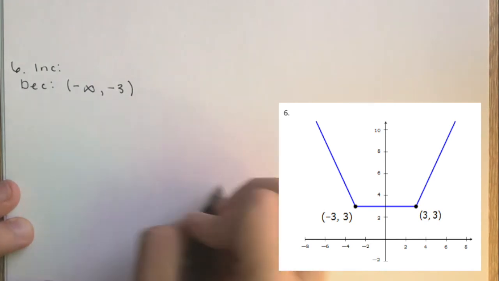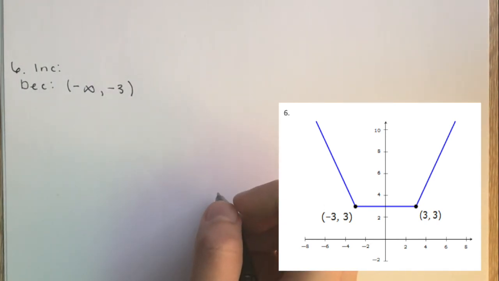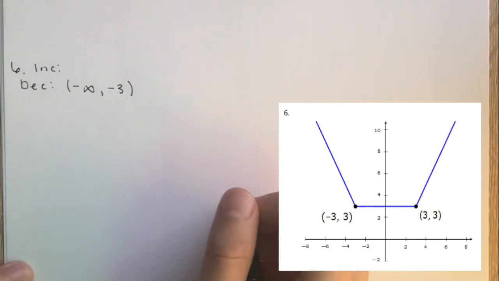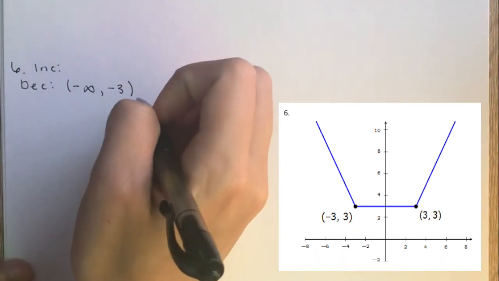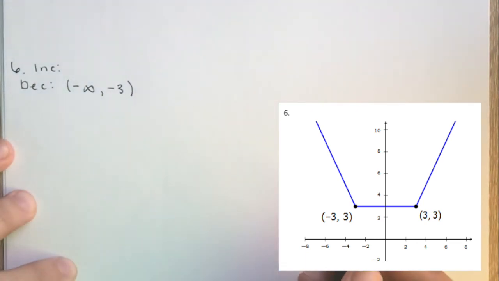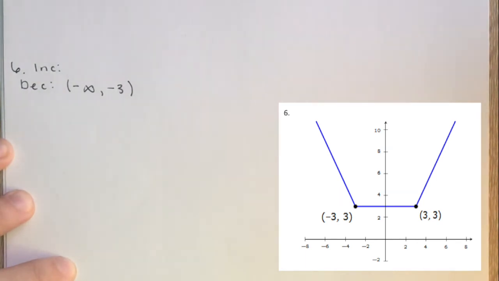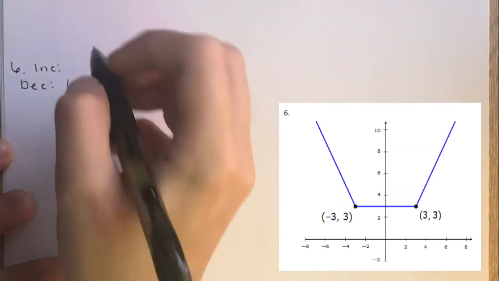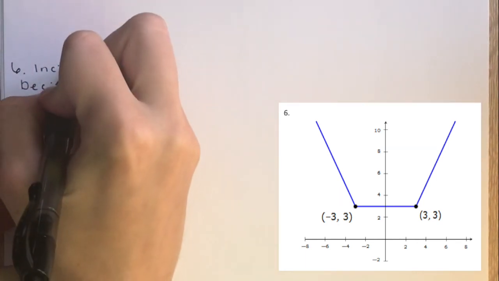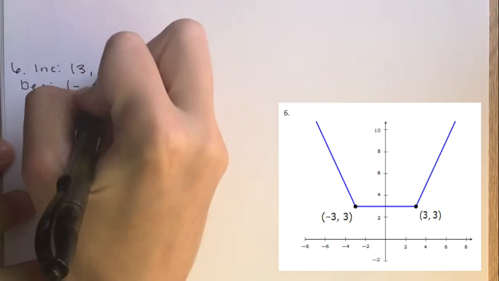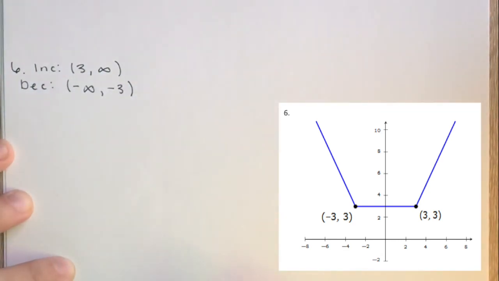Again, this horizontal line, are we increasing? Same thing. Our definition for increasing says that we need to be getting bigger. Our output values need to be getting bigger. So since they're staying the same, this part is not increasing either. So when do we start increasing? We start moving upwards at that point 3, 3. So our x value there is 3, and we continue to infinity.